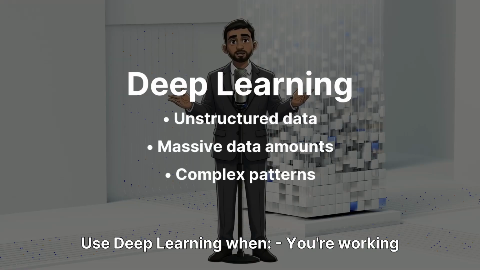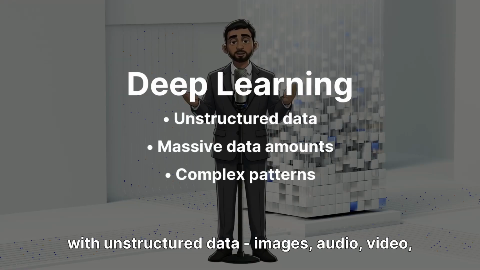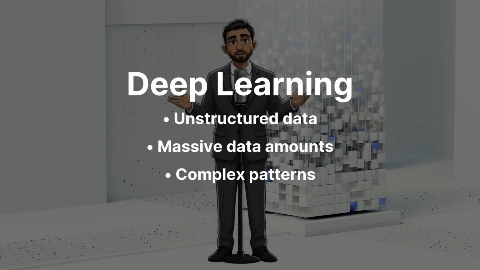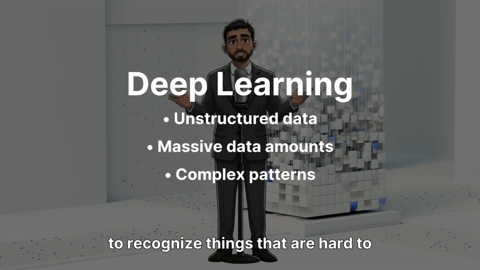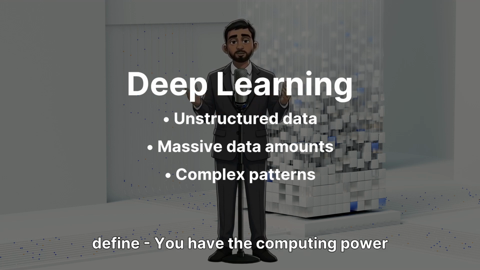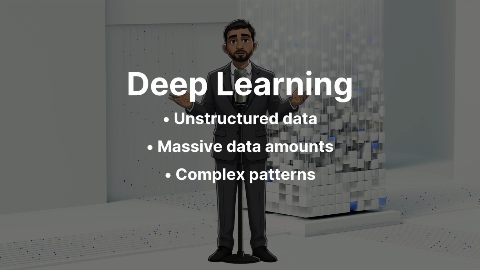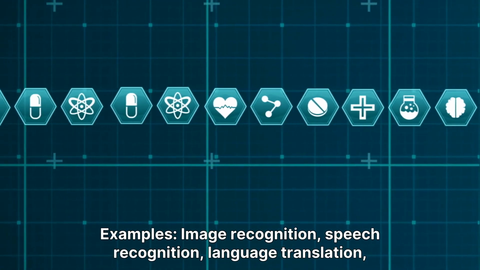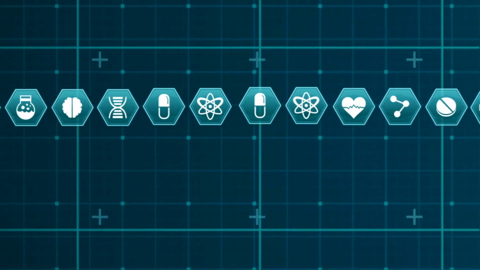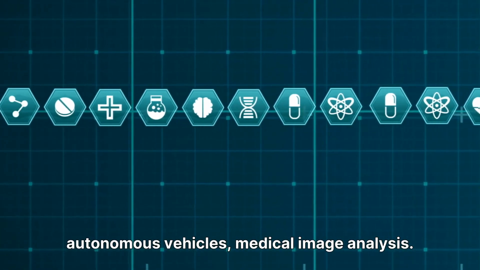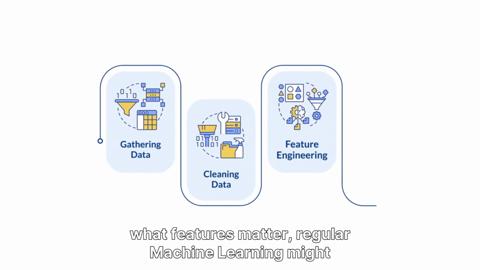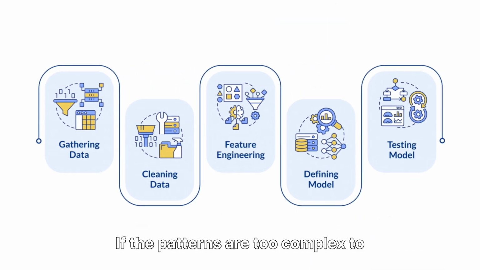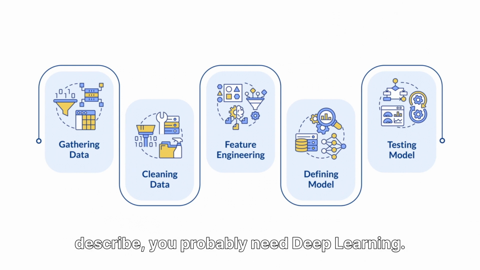Use deep learning when you're working with unstructured data, images, audio, video, text. You have massive amounts of data. The patterns are too complex for humans to describe. You need to recognize things that are hard to define. You have the computing power to train complex models. Examples: image recognition, speech recognition, language translation, autonomous vehicles, medical image analysis. The key is, if you can describe what features matter, regular machine learning might be enough. If the patterns are too complex to describe, you probably need deep learning.